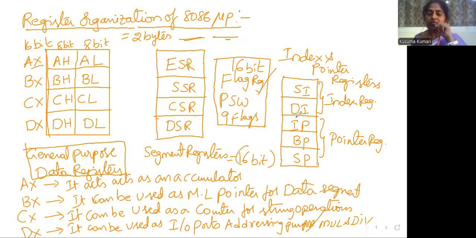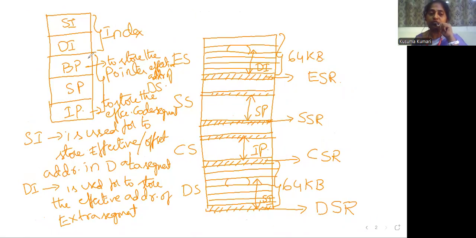Okay. And the next type of registers are index registers and pointer registers. These index registers and pointer registers are used to store the effective or offset addresses of the concerned segments. Okay, and particularly this concept is used for memory segmentation. Okay, thank you.